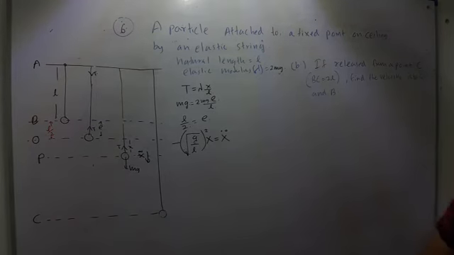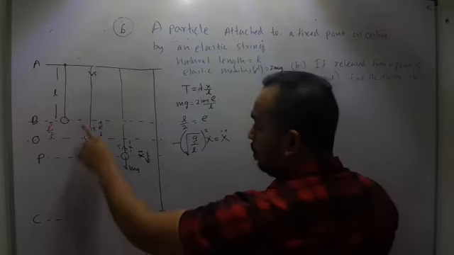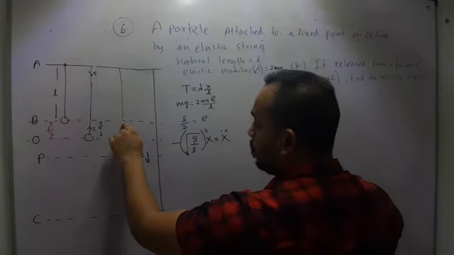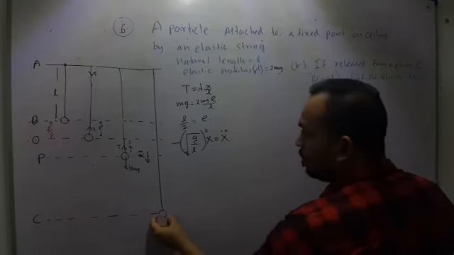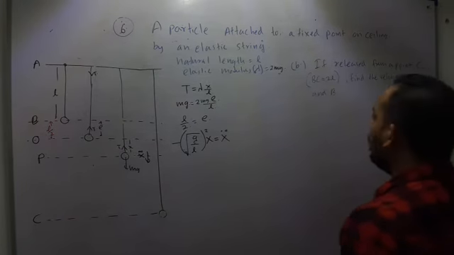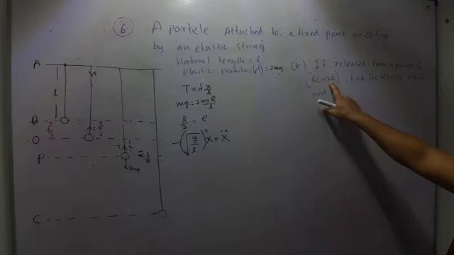In the next part, we are supposed to find the velocity at the position O and at the position B, given that the particle is released from a point C below level B. BC is given as 2L.